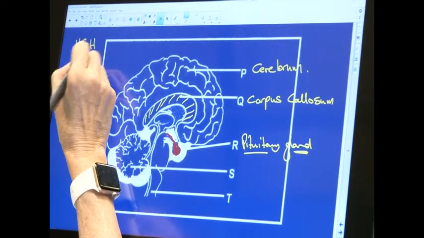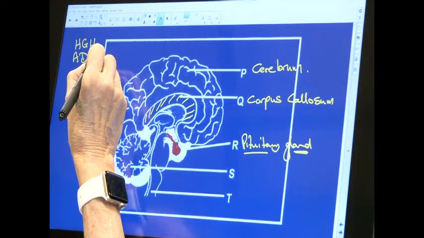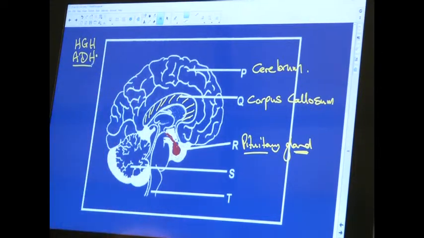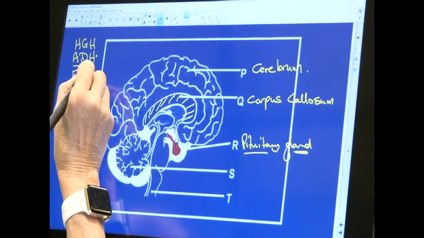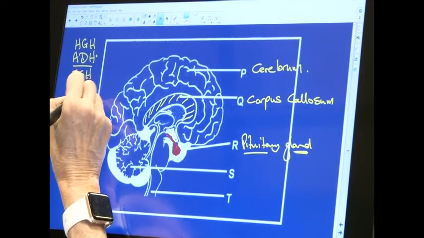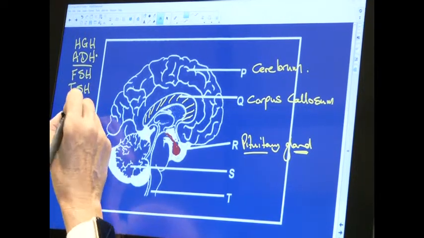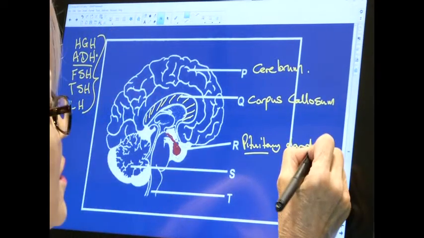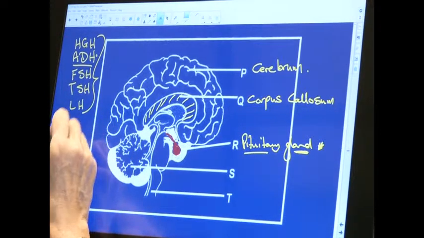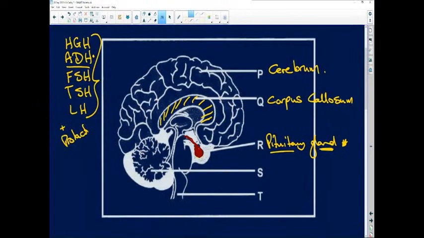Your antidiuretic hormone. That's produced by the hypothalamus, but it is secreted by the pituitary. You've then also got follicle stimulating hormone, thyroid stimulating hormone, luteinizing hormone. These are all released by our little pituitary gland, plus prolactin. It's the only one that you're not going to abbreviate, but if it can be abbreviated, it is released by the pituitary. So that's one way to remember them, okay, just in case they ask.